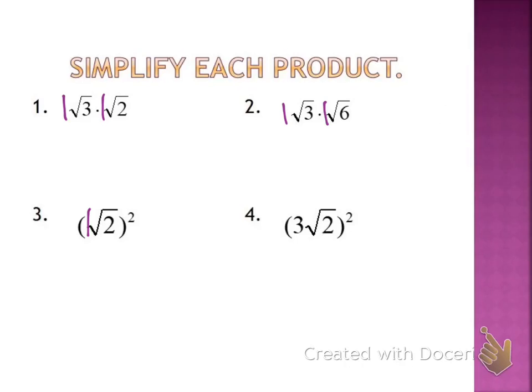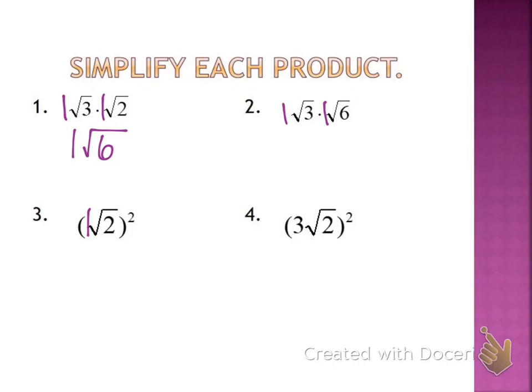Now our rules on the previous slide said that we multiply the coefficients, or the numbers out in front, together, and that stays out in front. We multiply numbers that are under the radicals together, and initially they stay under the radicals. So for this first problem, the numbers out in front are 1 and 1. 1 times 1 is 1. Underneath the radical, I would take 3 times 2, and that would give me 6. The last step is going to be to simplify.